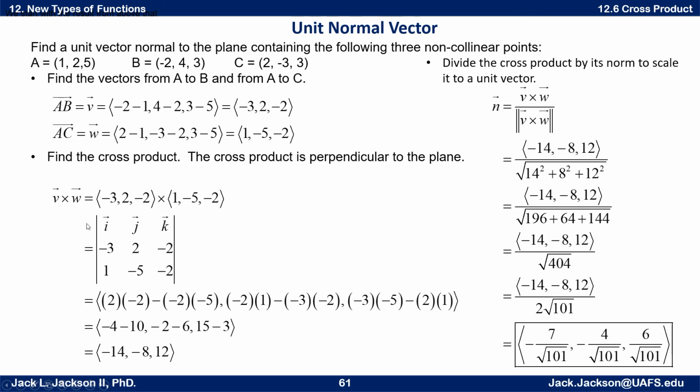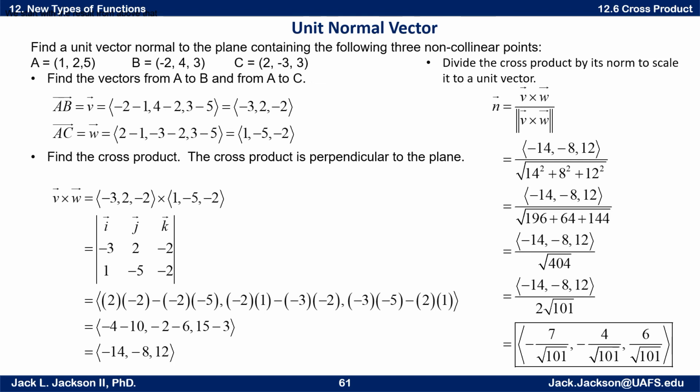For k, we get rid of this. We're just doing the determinant of these four. So it's -3 times -5 is 15, minus 2 times 1, that's 2. 15 minus 2... is 12. And so there's the cross product. So that is a vector that is normal or perpendicular to the plane.